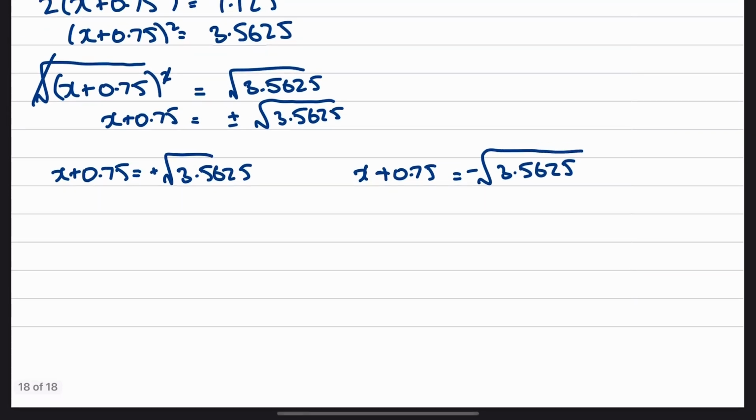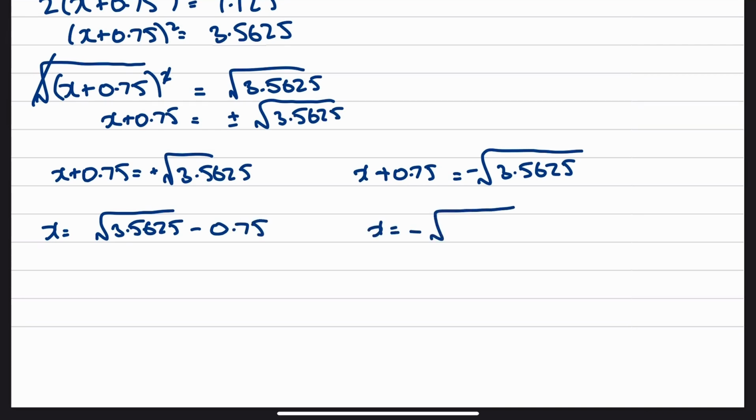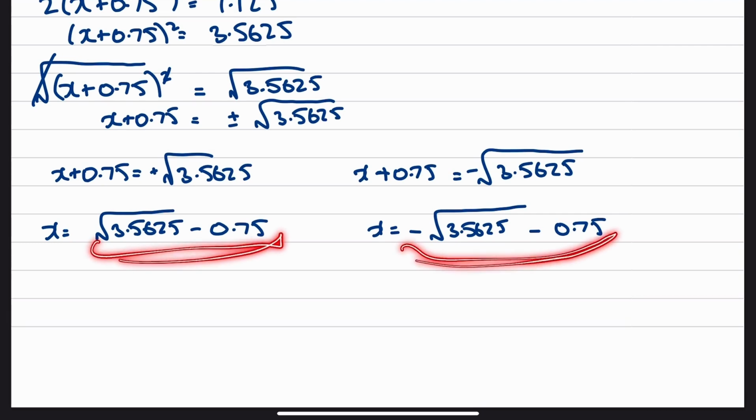And our two answers are x equals under root 3.5625 minus 0.75, and x equals minus under root 3.5625 minus 0.75. Alternatively, you can just use a calculator and it'll give you one decimal answer for both of these.